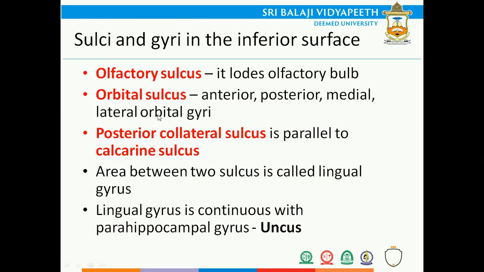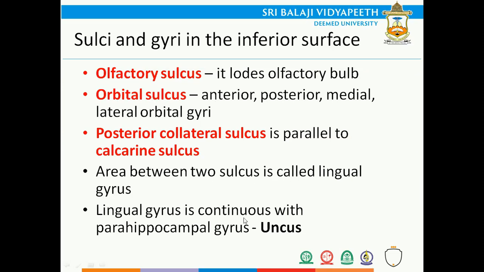Now, on the inferior surface of the brain, the olfactory sulcus lodges the olfactory bulb, and the orbital sulcus lodges the anterior, posterior, medial and lateral orbital gyri. The posterior collateral sulcus is parallel to the calcarine sulcus. The area between the two sulci is called the lingual gyrus.